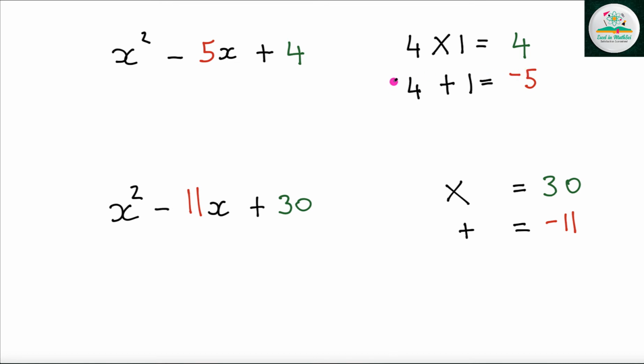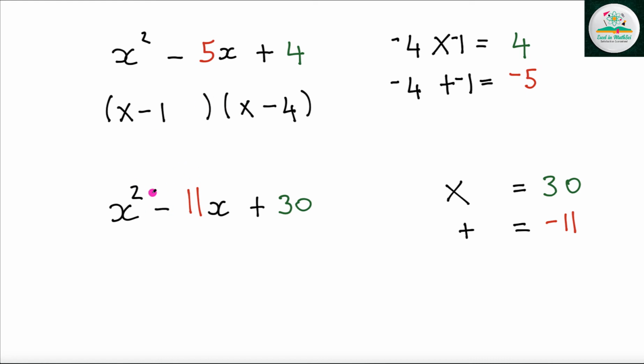In order to do that, I need to put a minus sign in front of these two, because negative 4 plus negative 1 will give me negative 5. And if I put a negative sign in each one of these, I know I'll get a positive 4, because negative 4 times negative 1 gives me plus 4. So it factorizes into two linear expressions, as follows: x minus 1 and x minus 4.